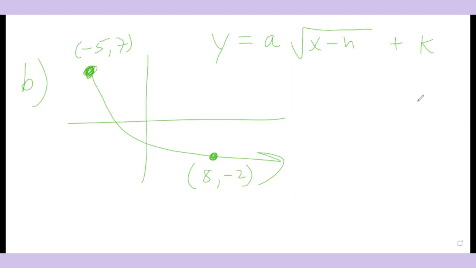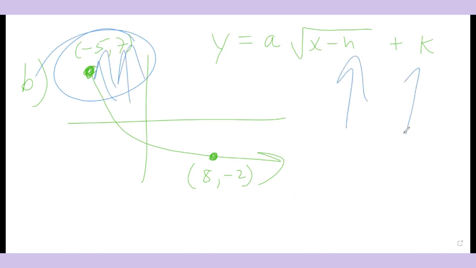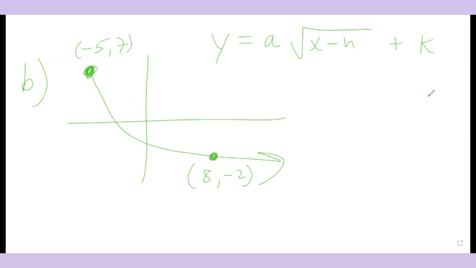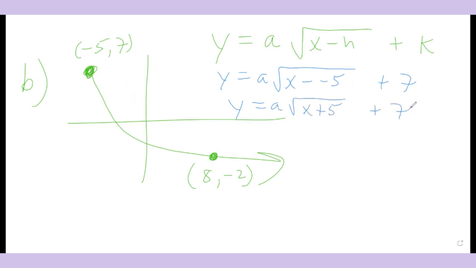Let's see. So first things first, you want to take this point there. That's your H and K, and plug in those numbers for H and K. Always plug in H, K first. So if we do that, this would go y equals a square root x minus -5, plus 7, right? The h is -5. So there's a double negative, and we know those clash to give us a positive. So this is like x plus 5, plus 7.